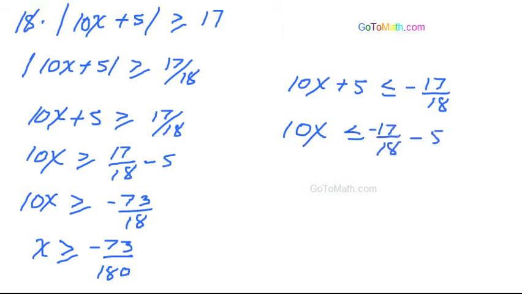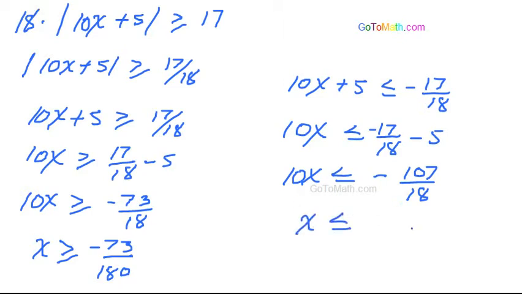Becomes minus 5. And now we have 10x is less than or equal to 17 over 18, let's see, I'm getting negative 107 over 18. That's what I'm getting. 18 times 5 is 50, 40, 90, 17. Yeah, okay. Alright, and then we have x is less than or equal to.